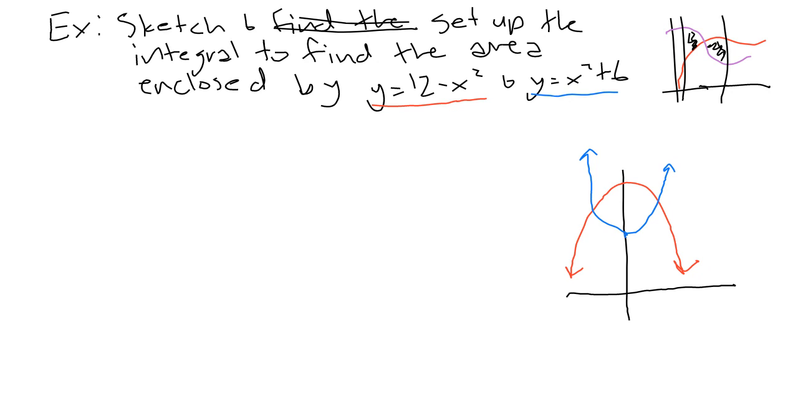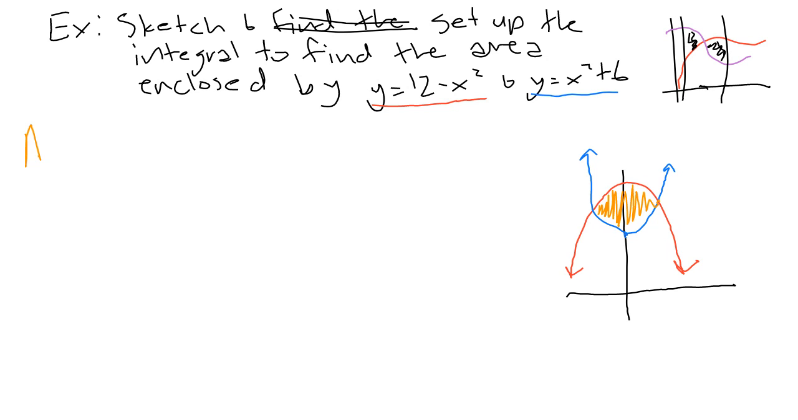So therefore, the area that we're going to look for is going to be this spot in between here. And we can also see that our 12 minus x squared is going to be our bigger function, and our x squared minus 6 is going to be our smaller. So first, now we can go ahead and start setting up our integral.